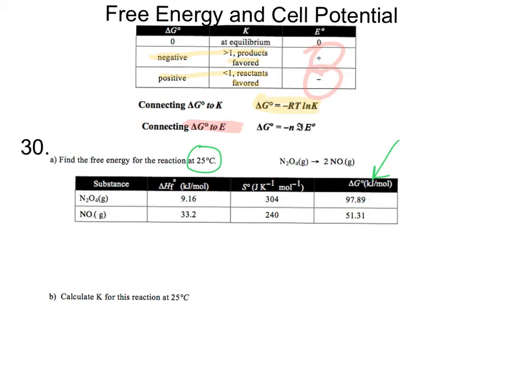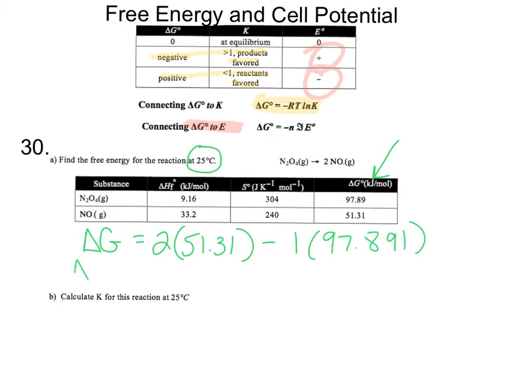So our free energy, delta G, is equal to products 2 times 51.31 minus 1 times 97.891. And when we do that math, we get a delta G of 4.73 kilojoules per mole. Now I'm looking down and I see the next problem is asking me to calculate K. So I know I have to use this equation, fondly coined as negative rat link. And I have a little rat link on the board or above the board with my little figures that you can look at in class.